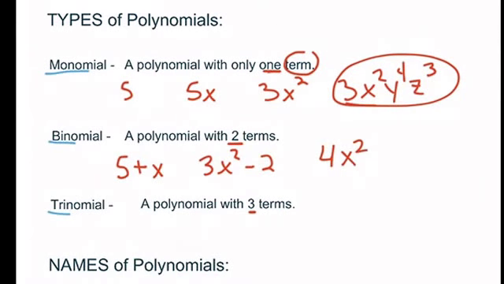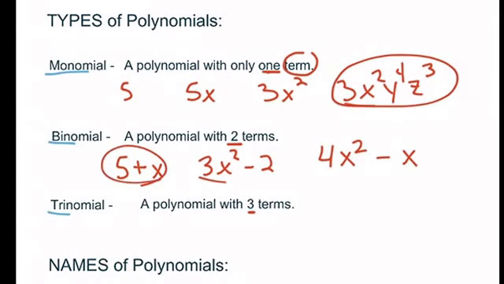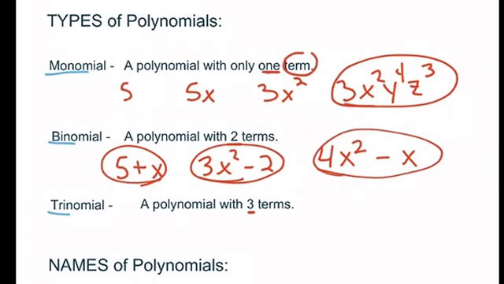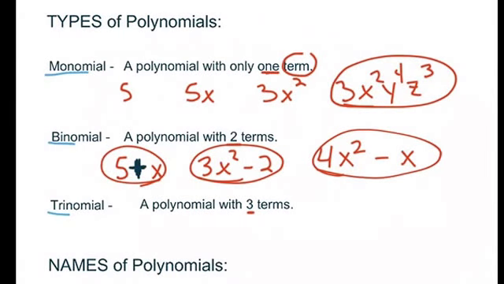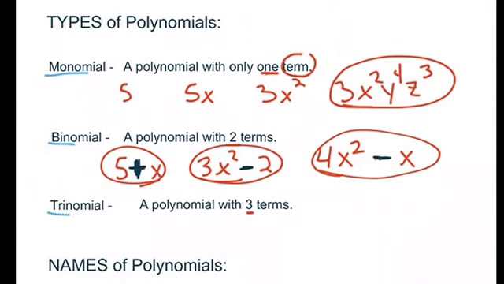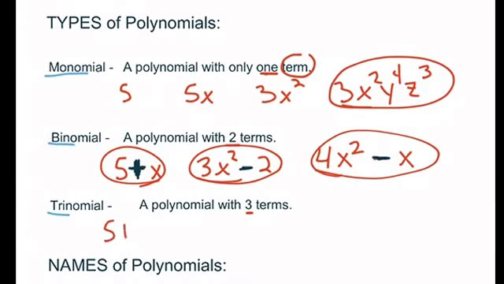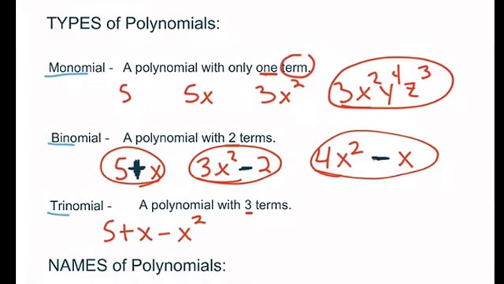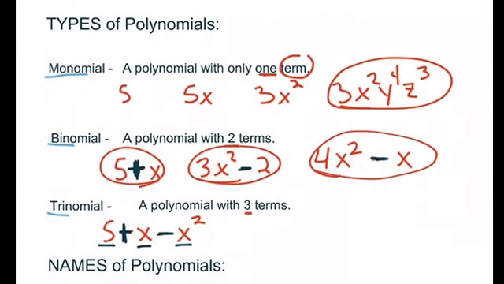4x squared minus x. So each one of these is a binomial because that plus divides these two terms. That minus divides those two terms. That minus divides those two terms. And then same thing with the trinomials. 5 plus x minus x squared. We have 1, 2, 3 terms separated by a plus and a minus.